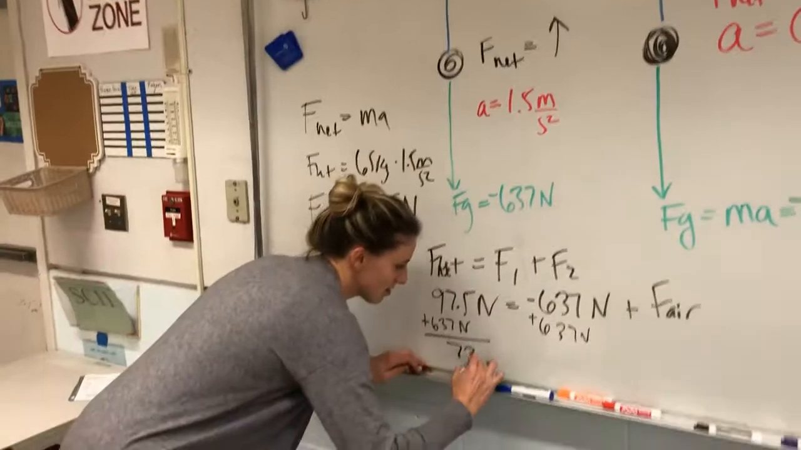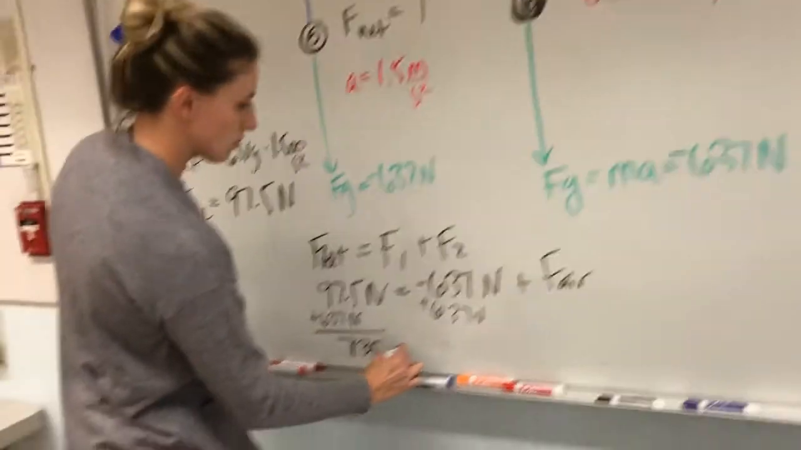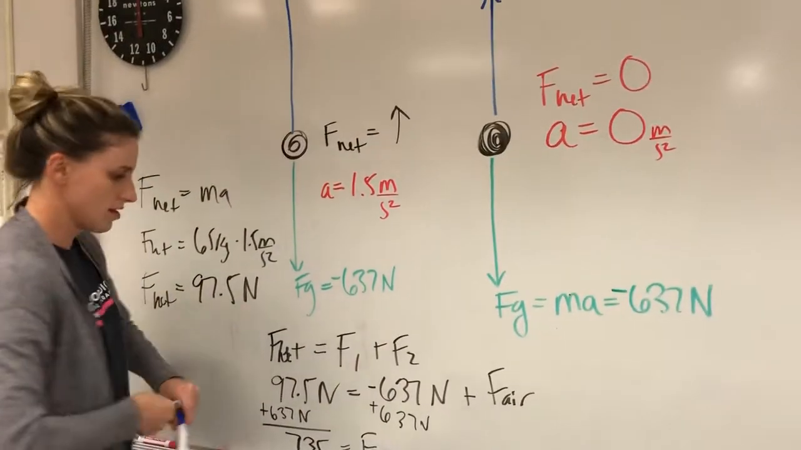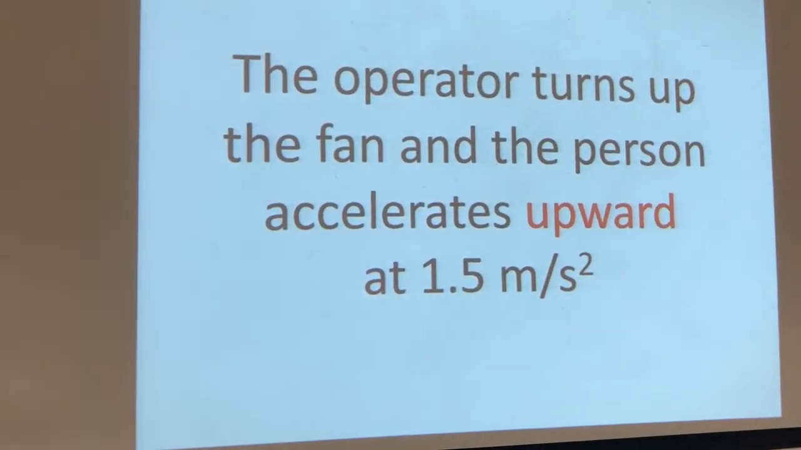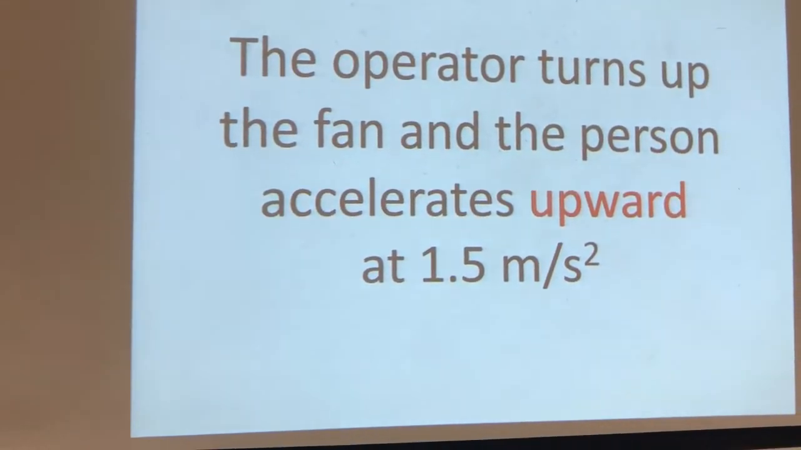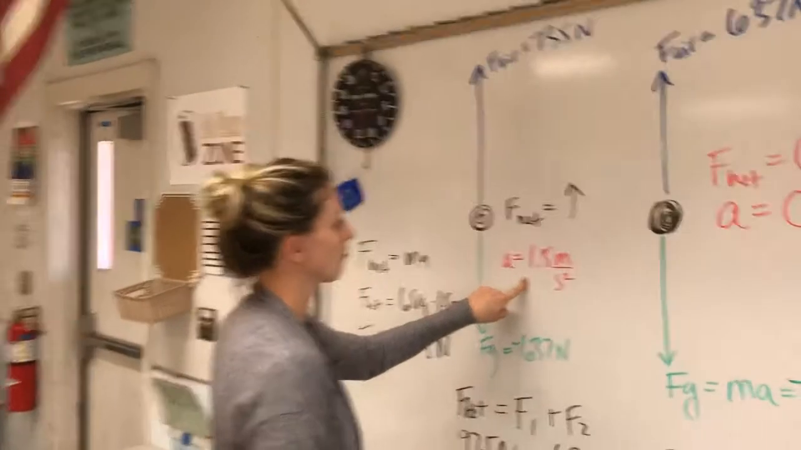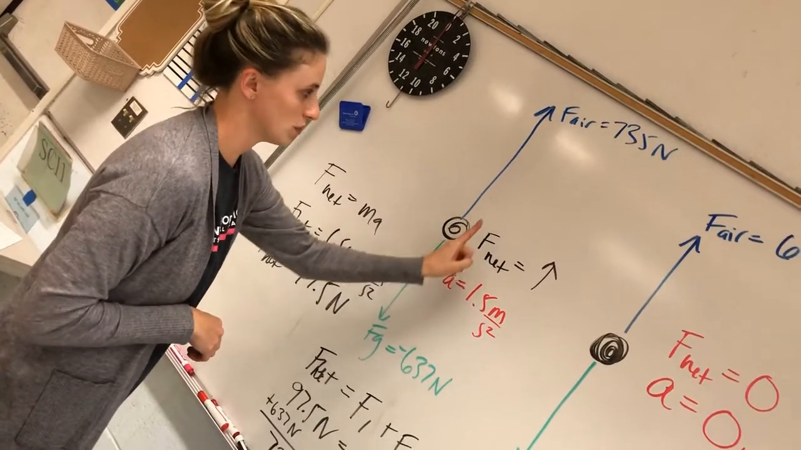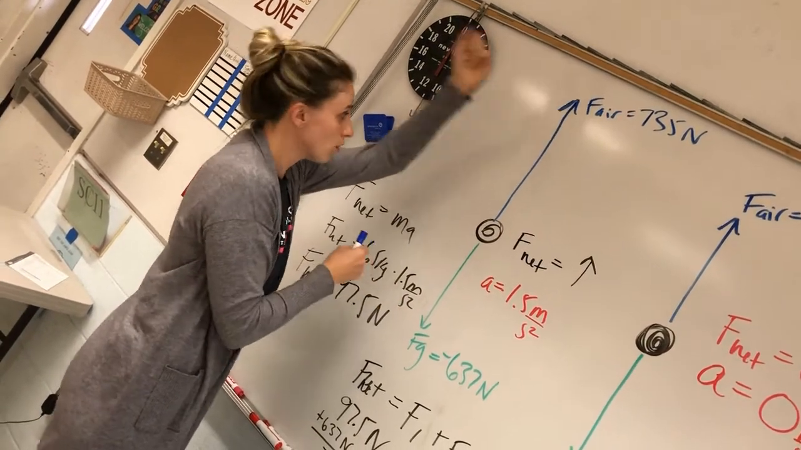Can you guys still see this? We'll put it up there on the top. So this is going to equal the force of the air, and I'll write it up here for you guys, too. We got 735. So what did we just do? The fan operator turns up the fan and the person accelerates upward at 1.5 meters per second squared. Just having that one little piece of information allowed us to find out how hard the wind was blowing. And we know the net force should be this way. What do you notice about this arrow? It's longer than this one, because there's more force.